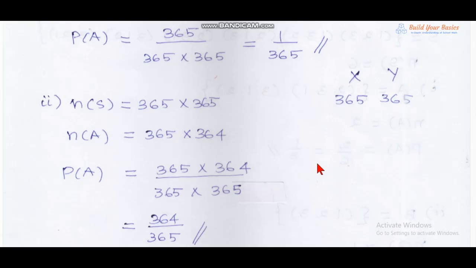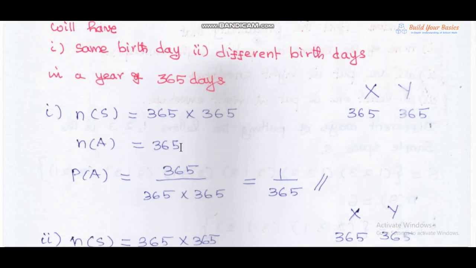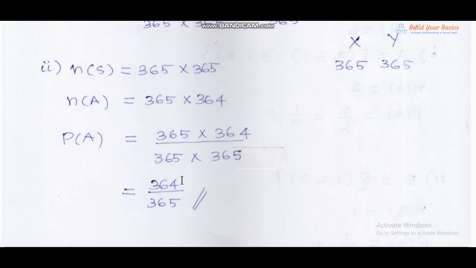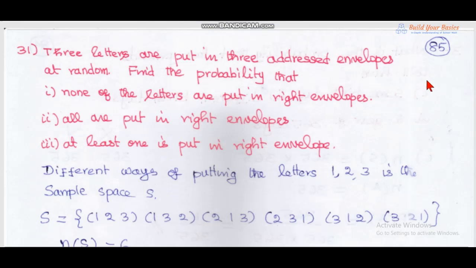Therefore, the number of favorable cases is 365 into 364. So the probability that the 2 have different birthdays is 365 into 364 whole divided by 365 into 365. That is 364 divided by 365. That's all.